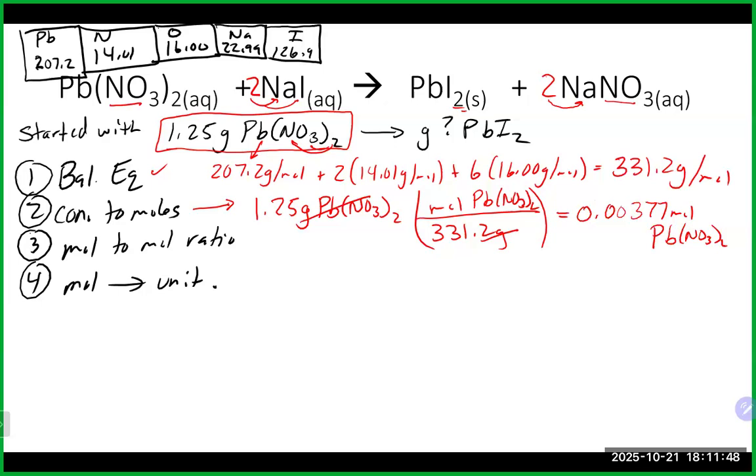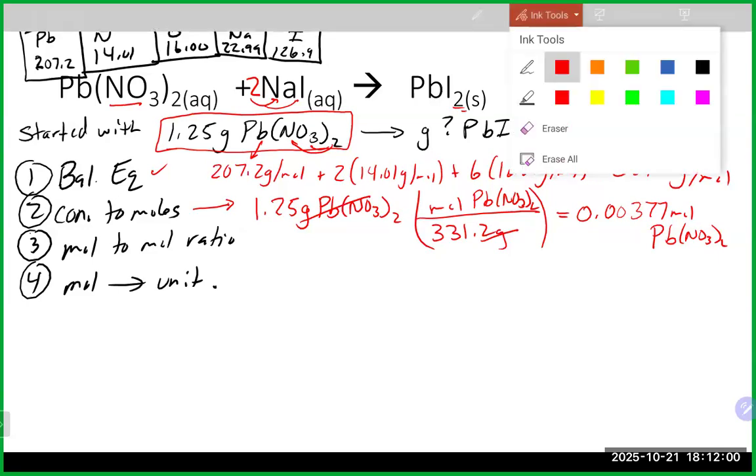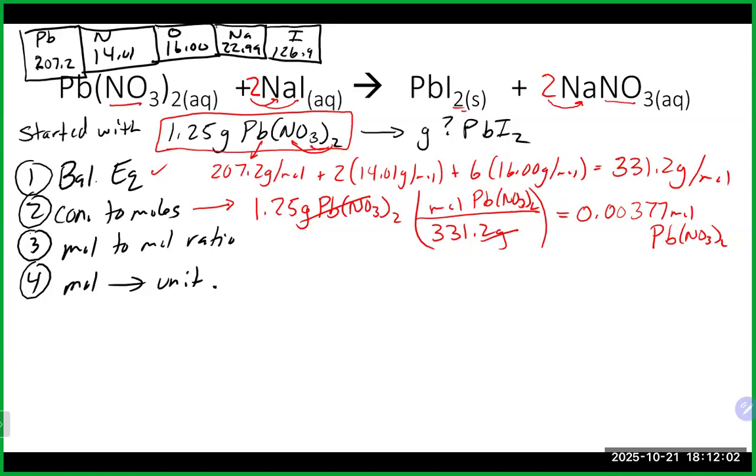Really, as we mentioned, the purpose of this step is just to set us up so that we can now do the stoichiometry part in the equation. So we're going to do the 3rd step here. Again, we want to look at the 2 things we're interested in. Clearly, in this case, we are interested in the lead 2 nitrate and the lead 2 iodide here.